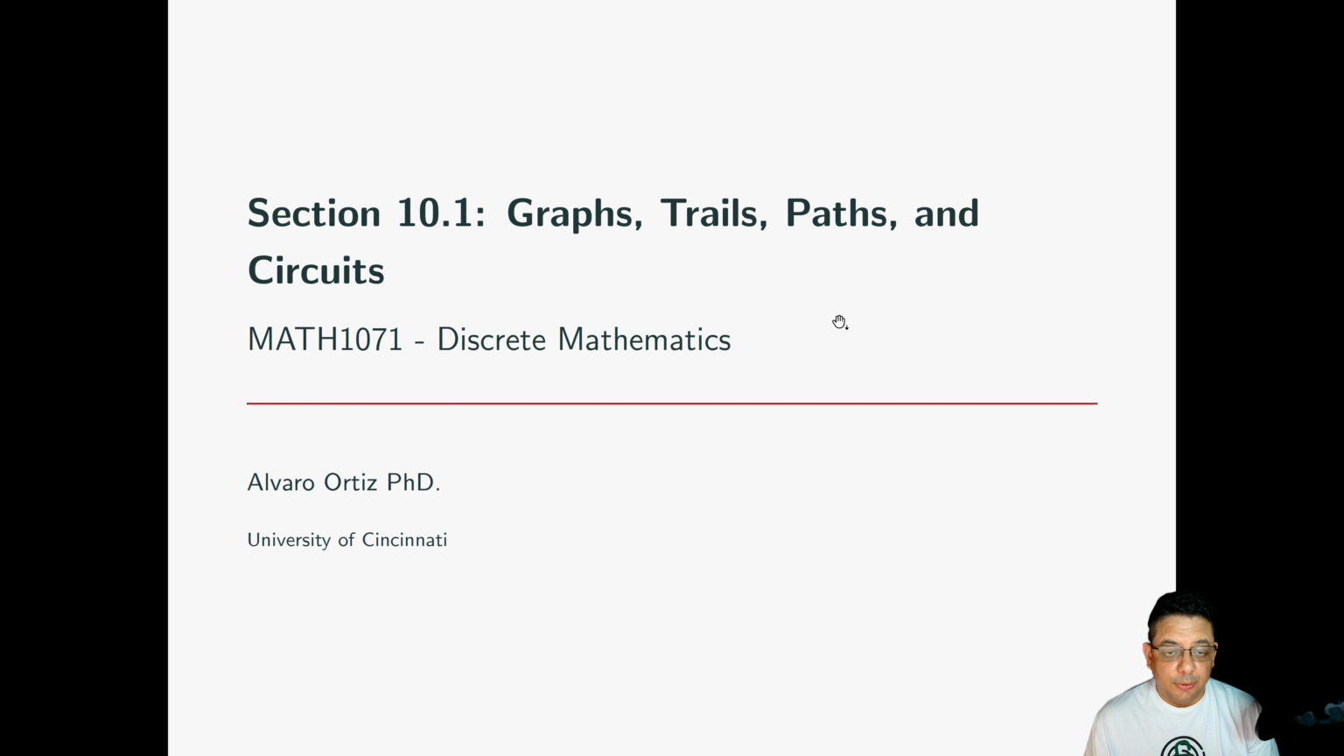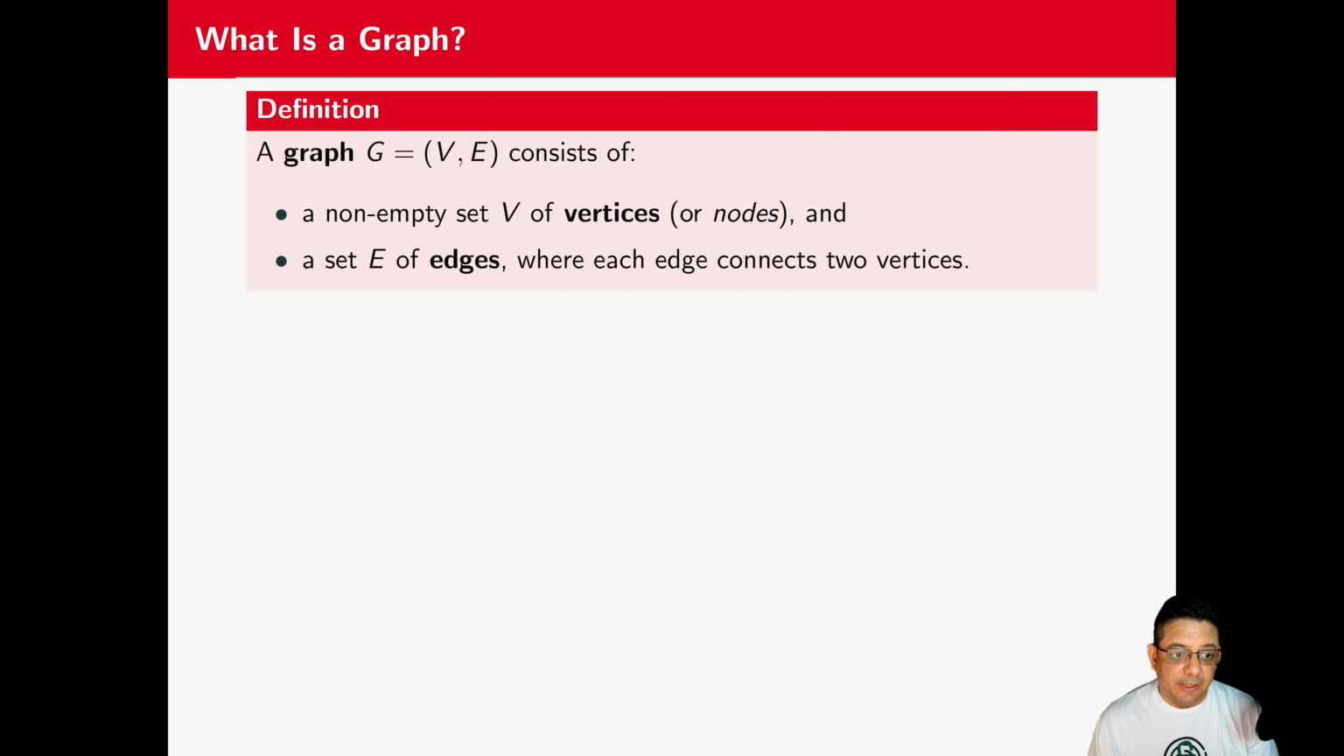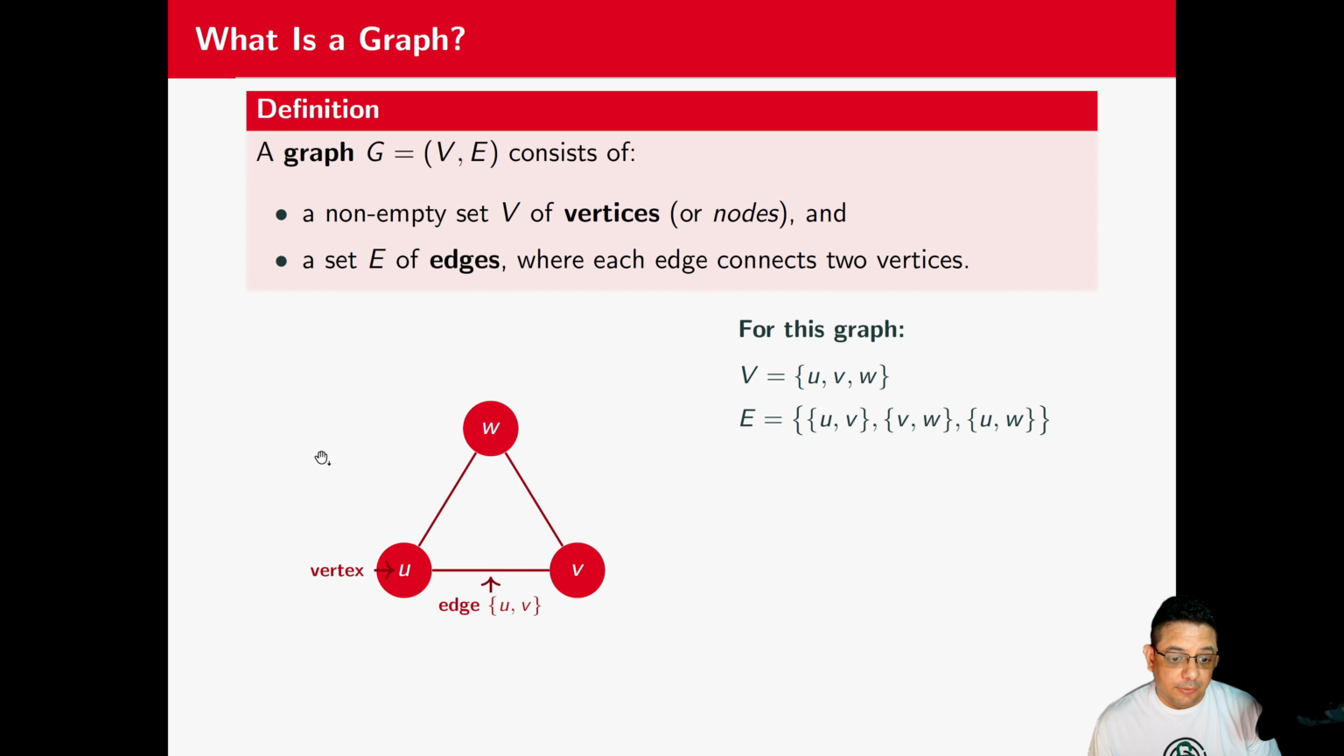Everyone. In this video, we're going to talk about section 10.1 in graphs, trails, paths, and circuits. So first, let's define what a graph is. A graph consists of two sets: a non-empty set V of vertices or nodes, and a second set called E of edges, where each edge connects two vertices. One example is this graph.